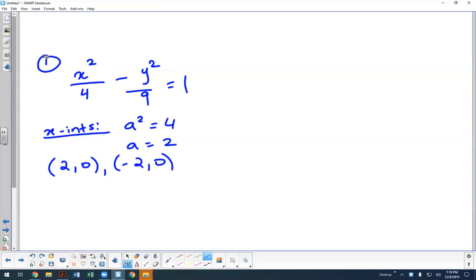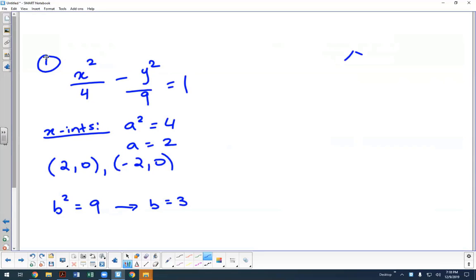Our b values are of course going to be coming from 9, because if this guy is a square, obviously 9 has to be b squared. So if b squared is 9, that means b is 3. You can kind of, in a way, think of b being your y-intercepts, but our graph is not actually crossing the y-axis at all. So this is actually going to come in handy for our fundamental rectangle, basically.